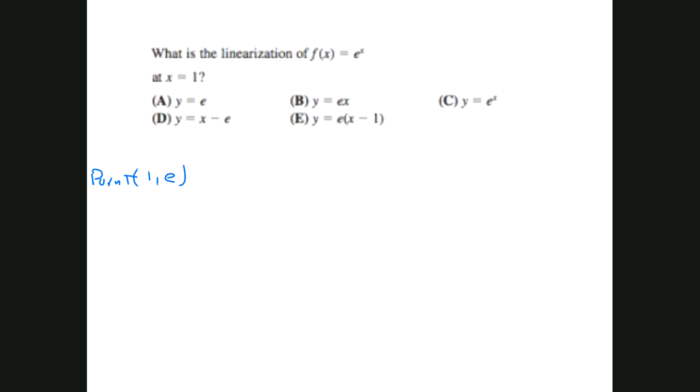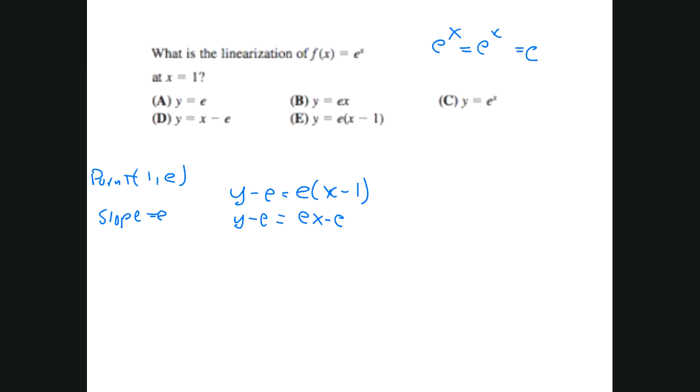And then my slope, well, if I take the derivative of e to the x, the derivative of e to the x is just e to the x, put 1 in there, my slope is e. All right, so if I write my equation, y minus e is equal to e times (x minus 1). Well, none of my answers look like this. Kind of. I think that one looks kind of like it. So I'm just going to multiply through here. That's e times x minus e. So now I'm just going to add e to both sides. So I end up with y is equal to e times x.